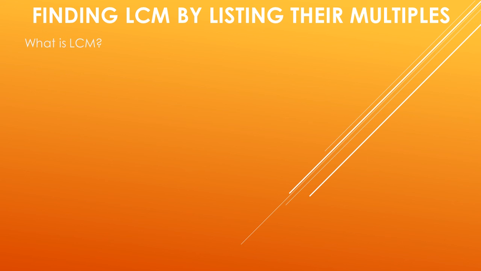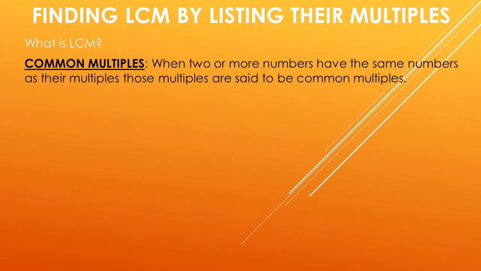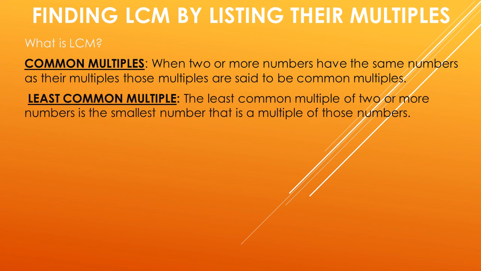What is LCM? Let us learn about the least common multiple, or you can call it LCM too. First, let us recall the meaning of the term common multiple. When two or more numbers have the same numbers as their multiples, those multiples are said to be common multiples. Now let us see what we mean by the least common multiple. The least common multiple of two or more numbers is the smallest number that is a multiple of those numbers.